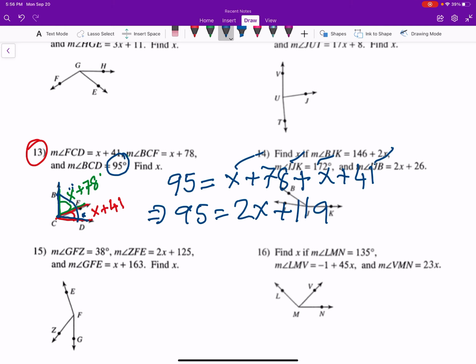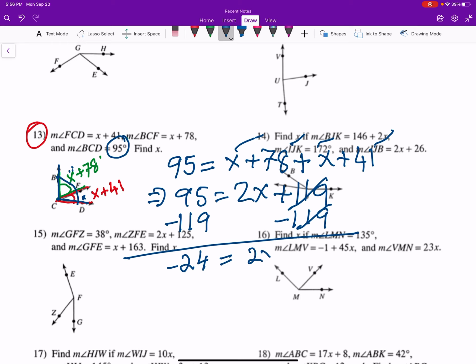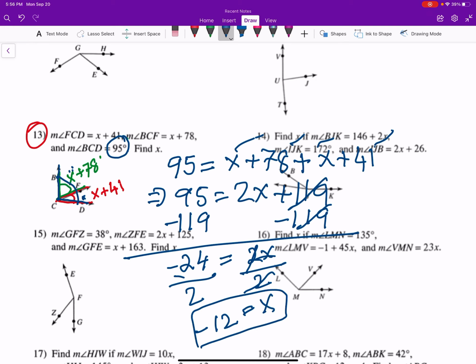So now you would like to get rid of this 119. So you subtract 119. By the subtraction property of equality, we can cancel this out. And once you subtract, you should be getting negative 24 equals 2x. Now you want to get rid of the 2. Since it's a multiplied factor, you divide by 2. This gives negative 12, and the 2 cancels out, you get x. So your x is negative 12.